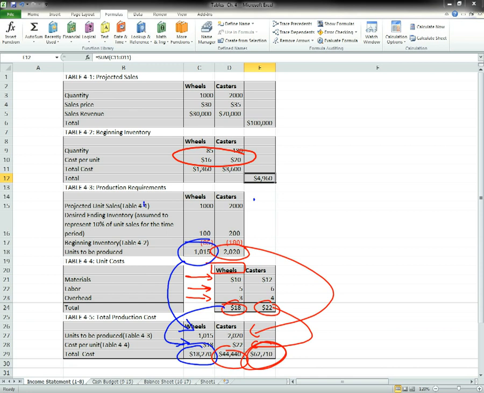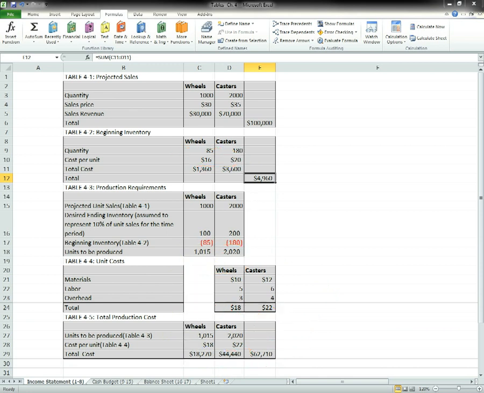Let me clean up. Okay, we now know what our revenues are going to be. We projected those in table 1. We know what our costs are going to be. The next thing we're going to do is develop a table to allocate the manufacturing costs and determine the gross profit.